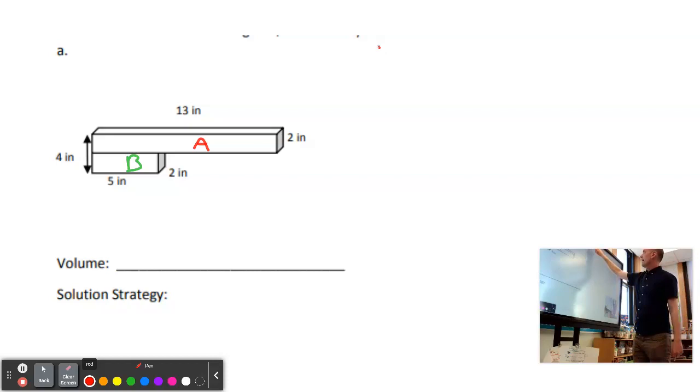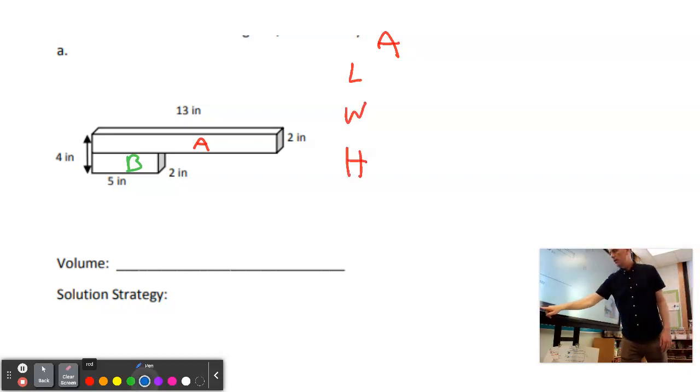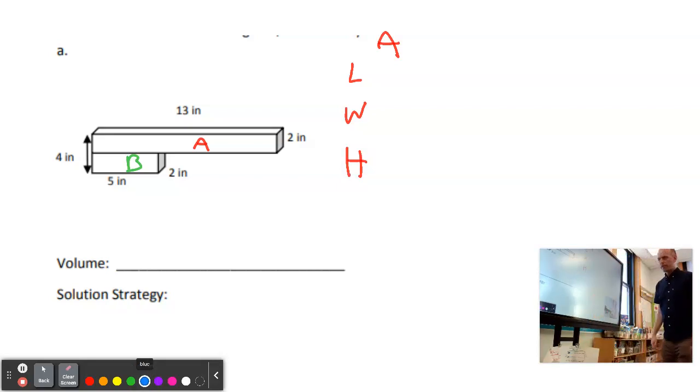Okay, so you have A, and we know to find volume, we need the length, the width, and the height. All right, so simple enough. We're going to look at A and find the length, the width, and the height. So the length would be this. So that's 13. The width is how far back something goes.